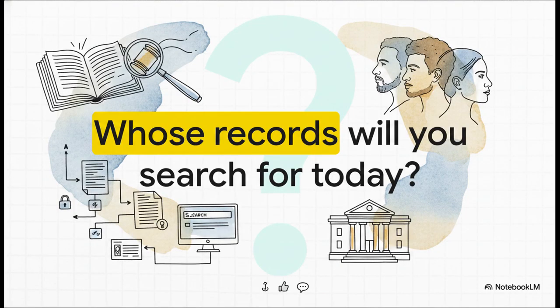So now that you're armed with a step-by-step roadmap to uncover the truth safely, whose federal court records will you search for today? What kind of hidden history are you hoping to find?